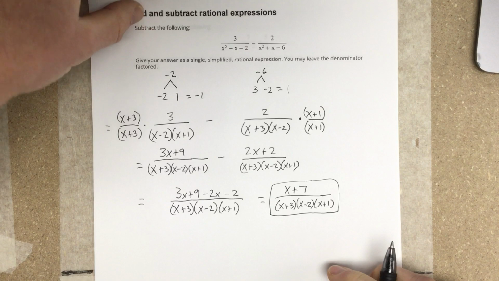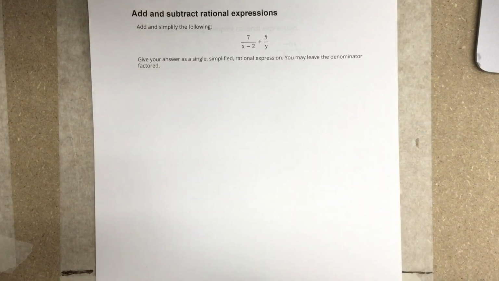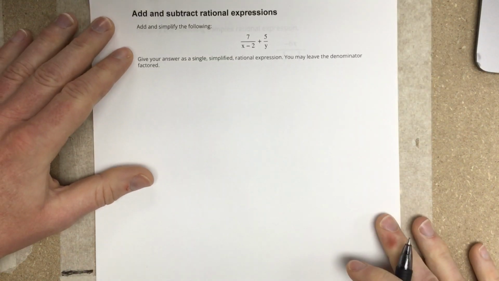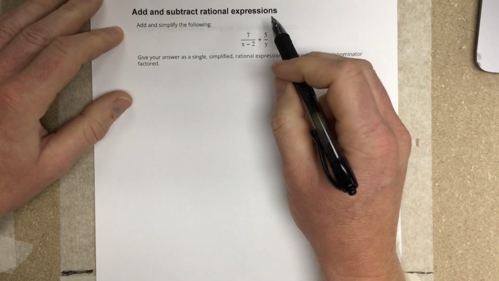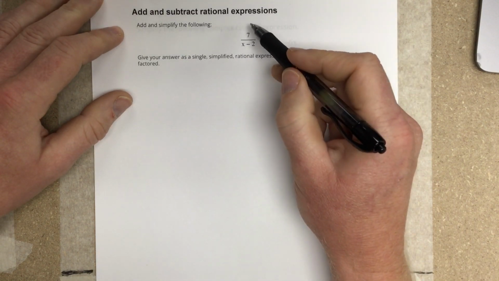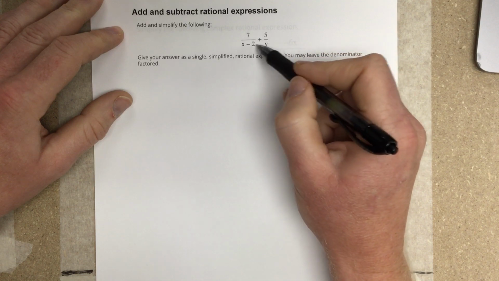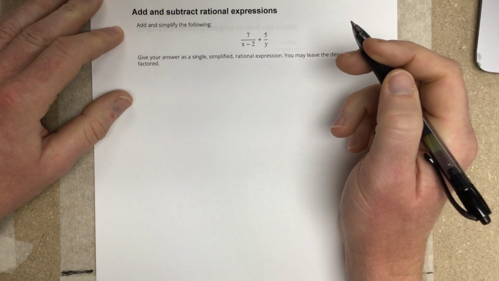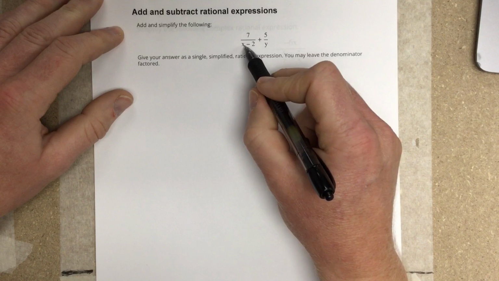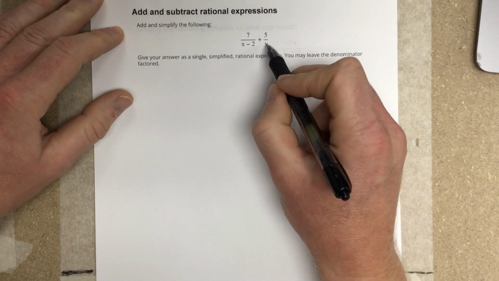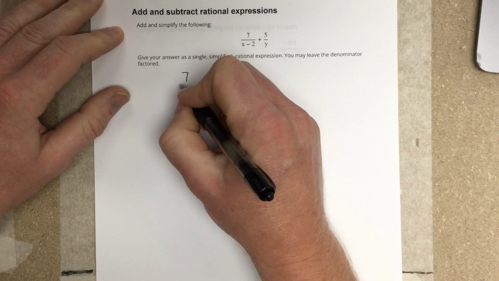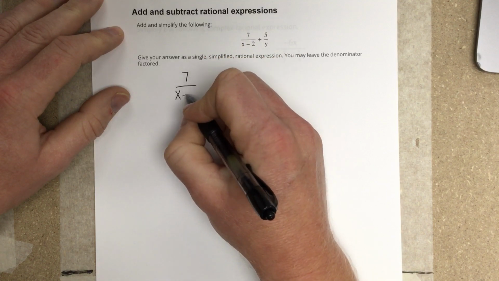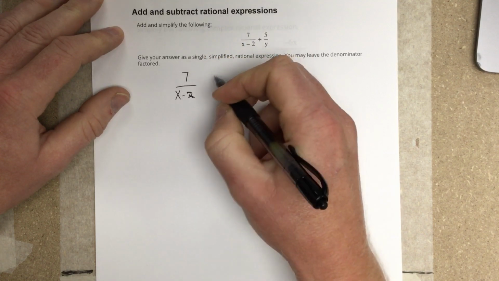Let's try another one. A little bit different situation here. We have, again, two rational expressions, but now we don't have any trinomials in the bottom. But you can see that this denominator is completely different than this denominator. So if we just multiply each denominator by the other one, we'll get a common denominator.